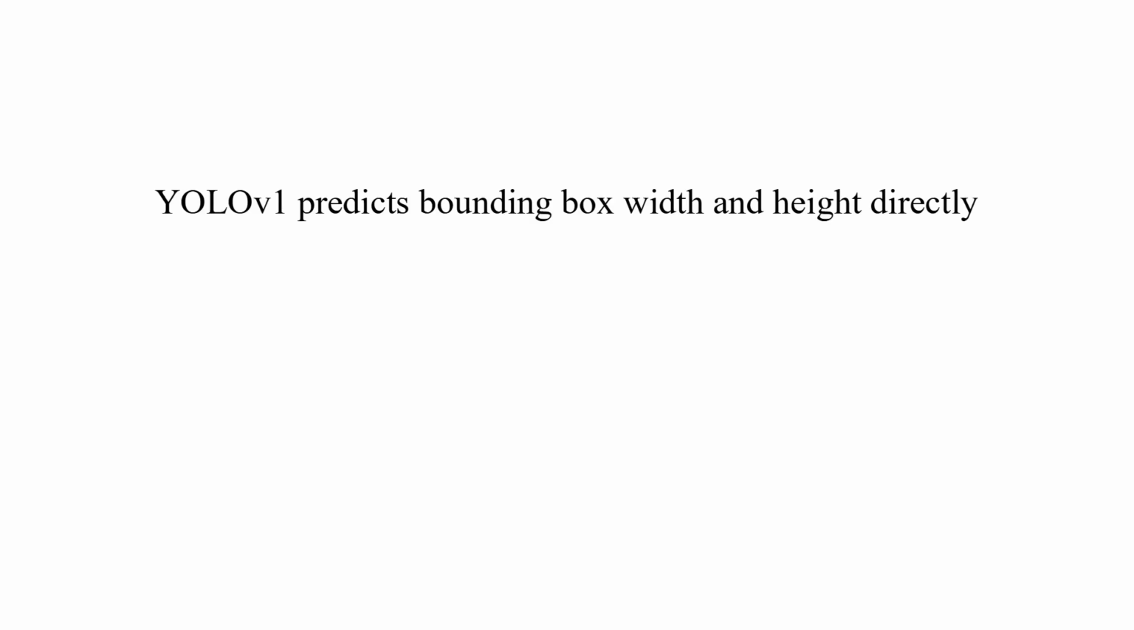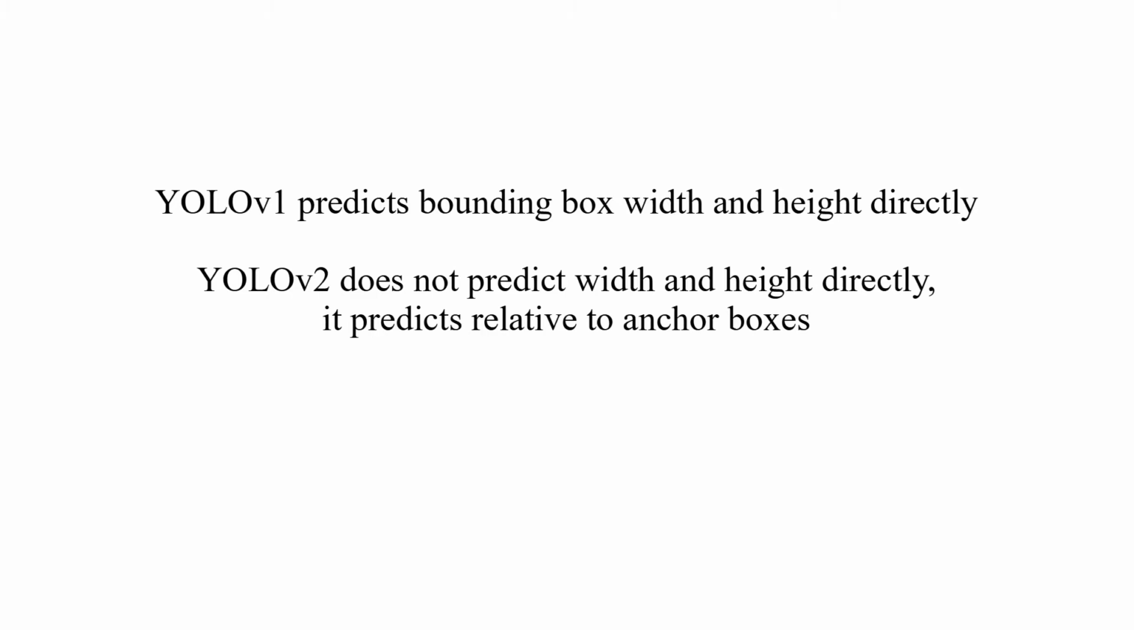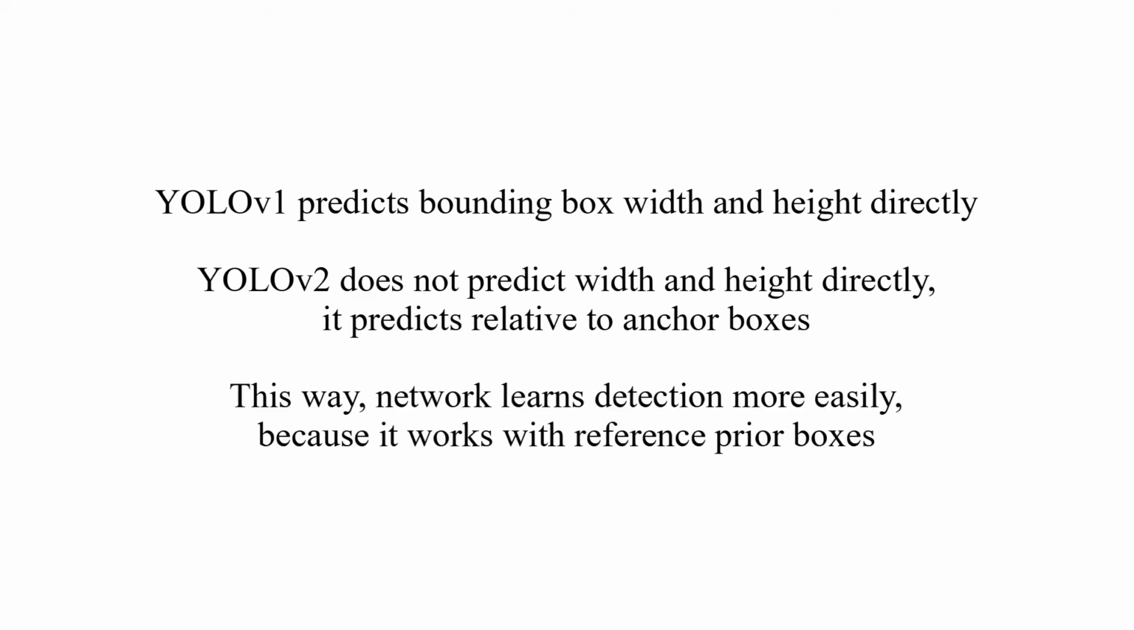YOLO version 1 predicts bounding box width and height directly. YOLO version 2 does not predict width and height directly. It predicts relative to anchor boxes. This way, the network learns detection more easily because it works with reference prior boxes.